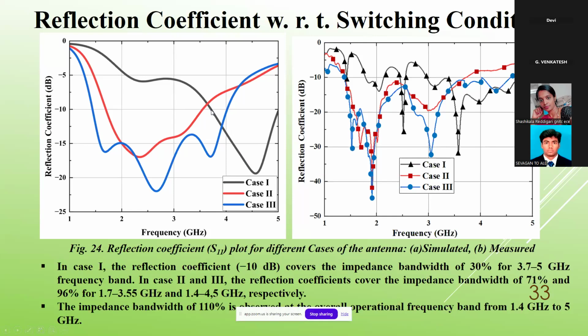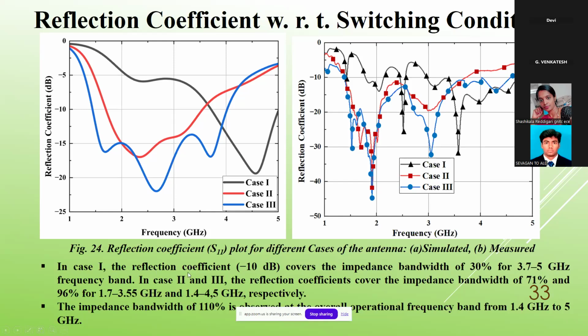For the reflection coefficient, below minus 10 dB is the operating range, within 4 to 5, or the end of 3 gigahertz and just below 4. And this red one is case 2 and the blue one is case 3. For different bands, we have to check the values and bandwidth. Similarly, this is the measured one. The measured results for case 1, case 2, case 3 are shown.